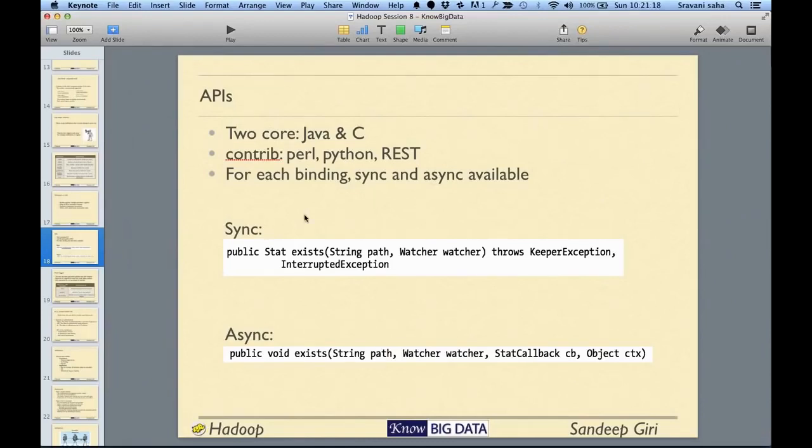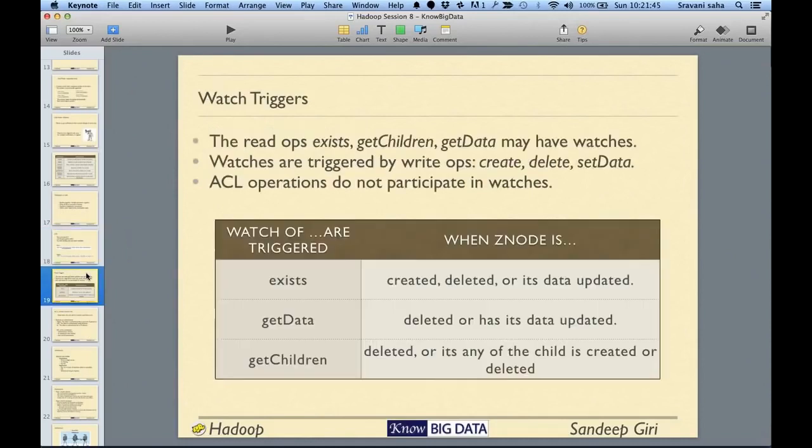Perfect. All right. So there are basically two kinds of functions in each API for each of the functions we have described, starting with create, get details, or get data, set data. For all of these functions, there are two kinds of implementations in each of these libraries.